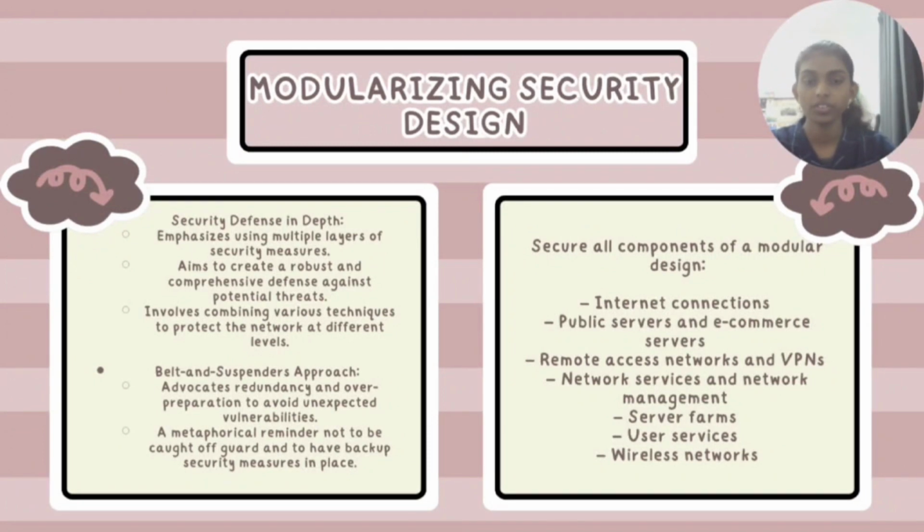The next part is modularizing security design. Security design can be modularized by security defense in depth, which emphasizes using multiple layers of security measures and aims to create a robust and comprehensive defense against potential threats. It also involves combining various techniques to protect the network at different levels. The next one is the belt and suspenders approach, which advocates redundancy and over-preparation to avoid unexpected vulnerabilities. It is a metaphorical reminder not to be caught off guard and to have backup security measures in place.